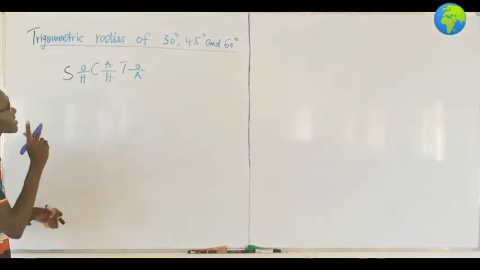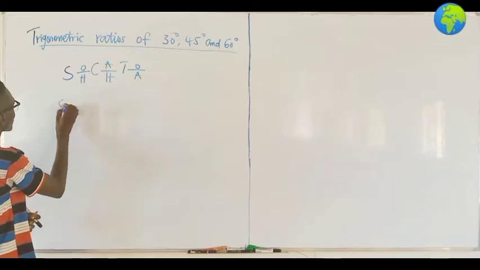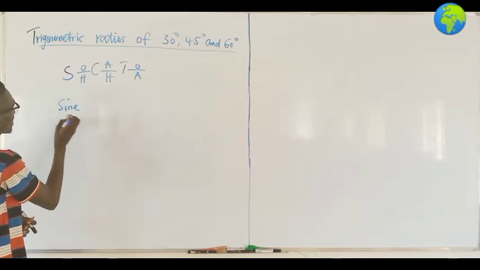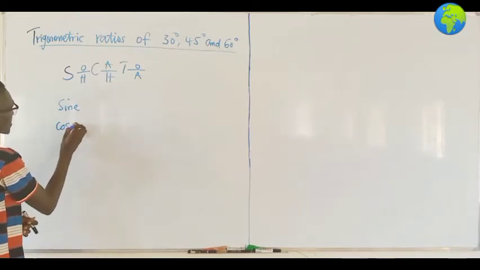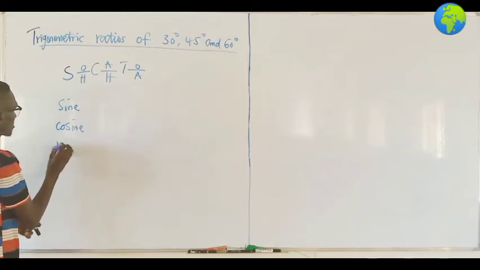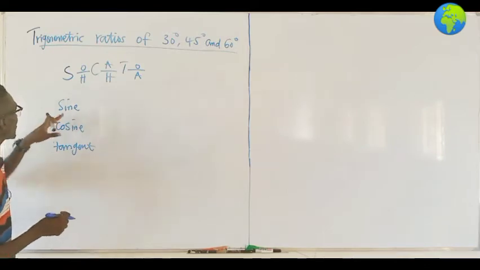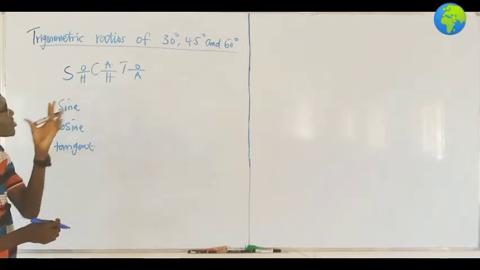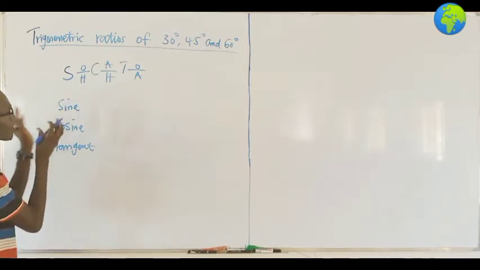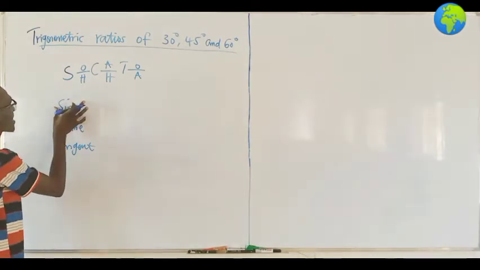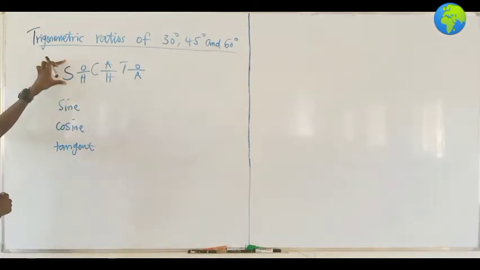So we have three different trigonometric terms we'll be using. This is sine, cosine, and tangent, right? These are the three things we'll be talking about. When we say sine, you see this is letter S, right? Sine is O over H, right?